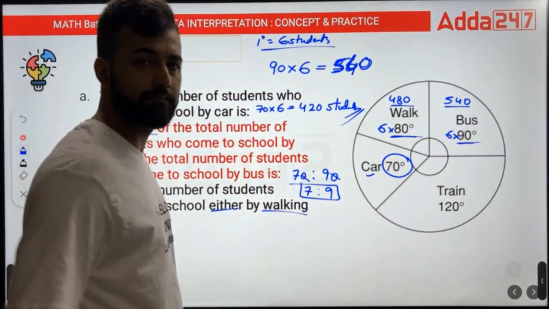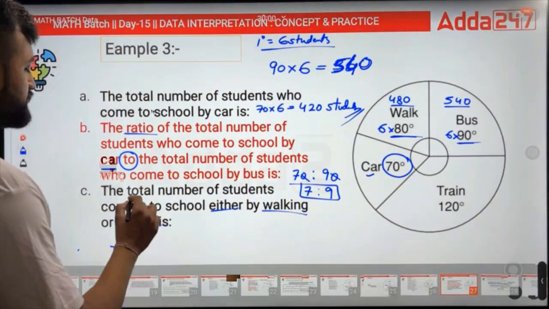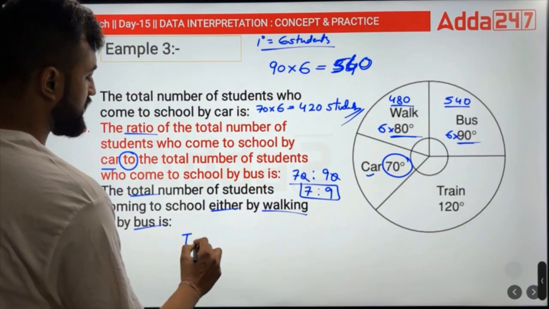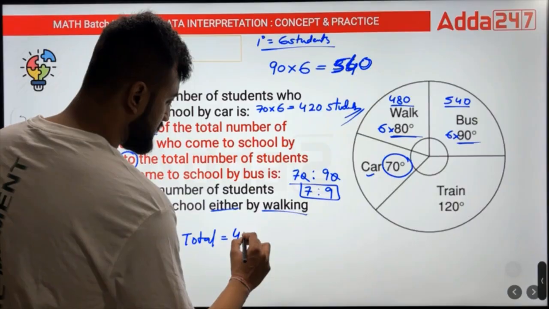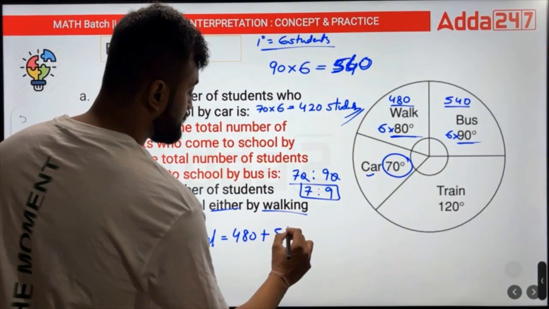540 students are going by bus. So you need to find what, sir? We need to find the total number. So total will be how much? I will say very simple, sir. Total will be 480 plus 540.